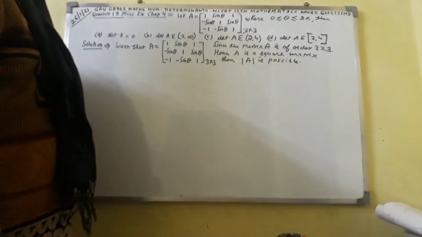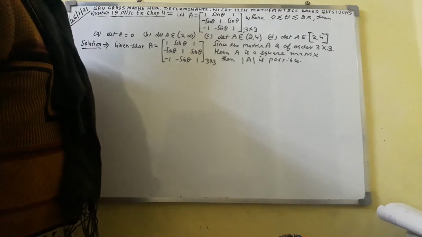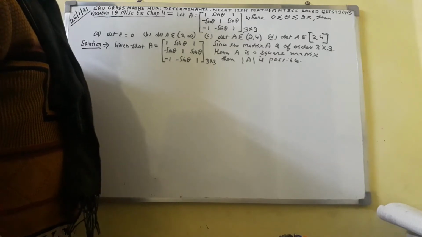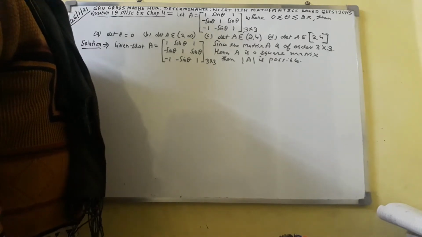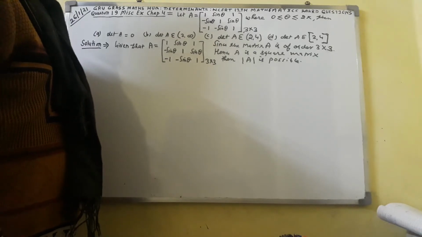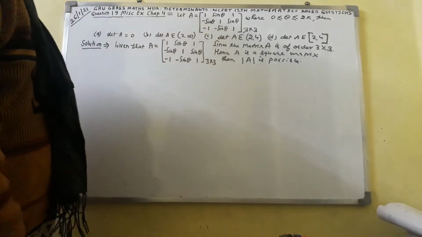The matrix A is a square matrix because the matrix A is of order 3 cross 3. In the matrix A, there are 3 rows and also there are 3 columns. The number of columns is 3 and number of rows is also 3. That's why matrix A is a square matrix, and you can easily find the determinant of matrix A. So now find the determinant of matrix A.